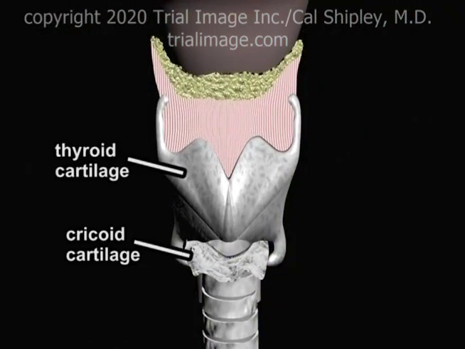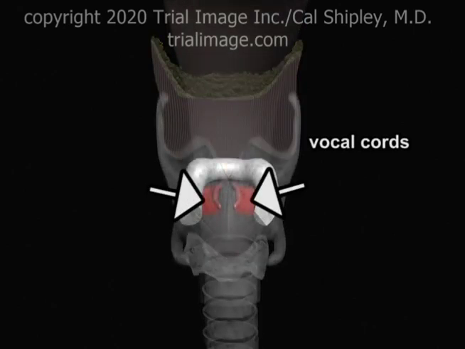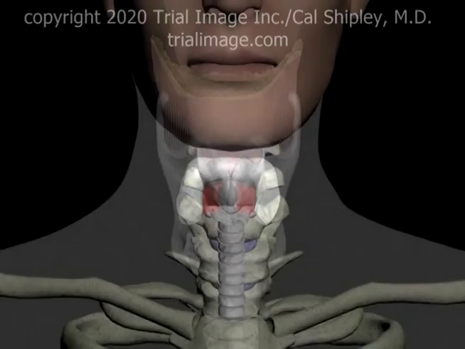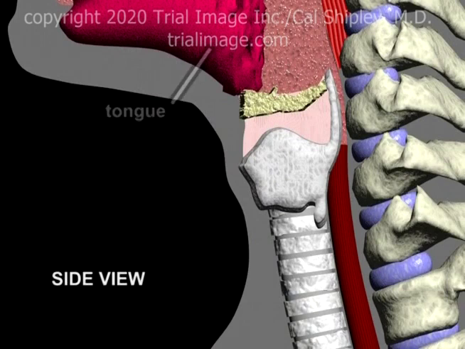On closer examination, we see the thyroid and cricoid cartilages, and housed within the thyroid cartilage, the vocal cords. Switching to a side view, we see the root of the tongue, the trachea again, ringed by its external cartilages, and behind the trachea, the esophagus.